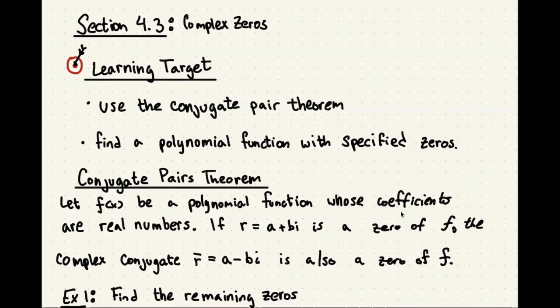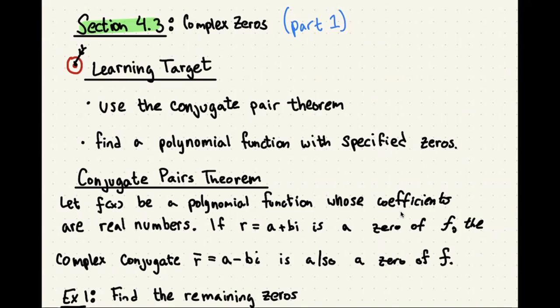Today we're doing section 4.3, complex zeros. Now we've already gone over this in class, so this is more for those of you who had a little trouble focusing in class. And I actually wrote down the conjugate pair theorem. So our learning targets are: use the conjugate pair theorem and find polynomial functions with specified zeros. This is technically part one. There's going to be a part two later on in this week.